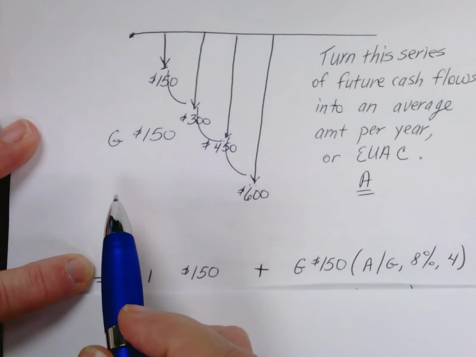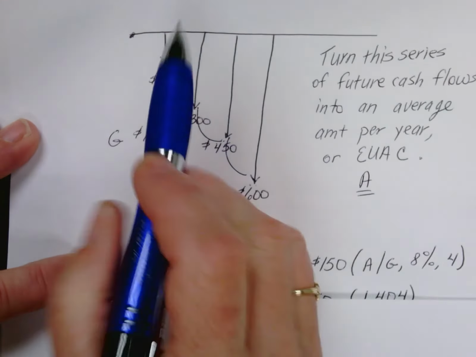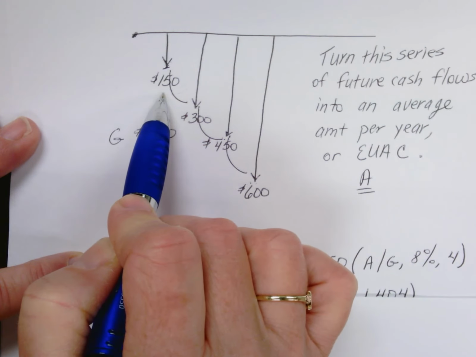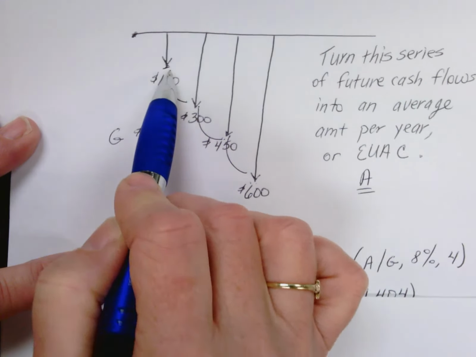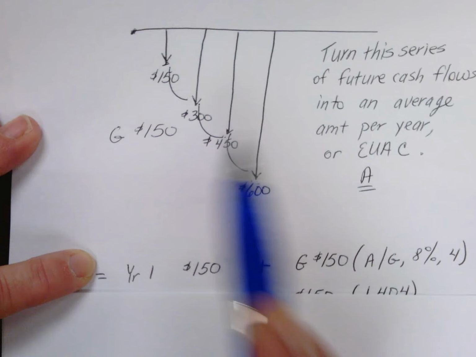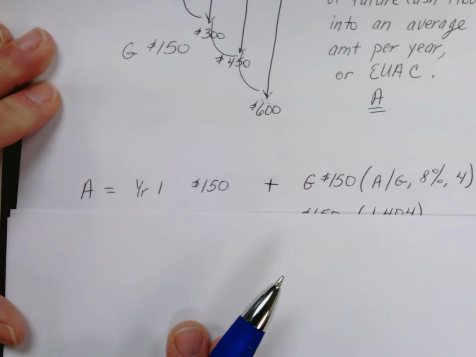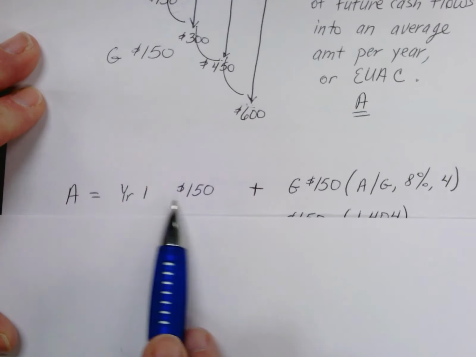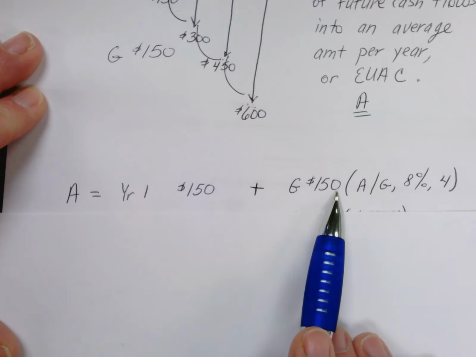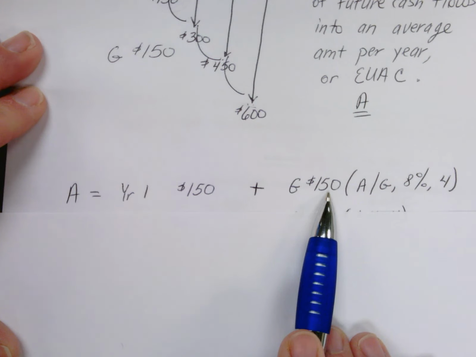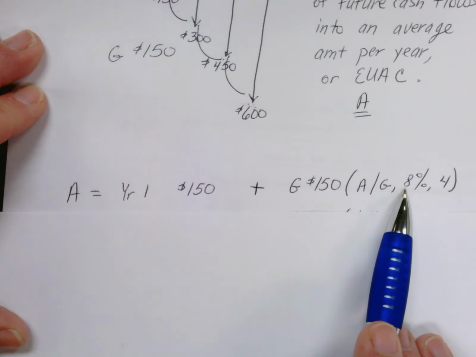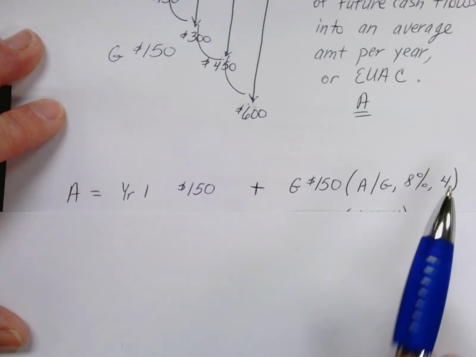To be a gradient it has to start at zero. So we're going to treat this first year as its own separate cash flow of $150, then with an increase of $150 G in every subsequent year. So how we write that is the amount of the annuity, what we're asked to find, is one year's cash flow at $150, plus a gradient of $150, the increase each subsequent year. We're asked to find A given G, interest rate of 8% for 4 years.